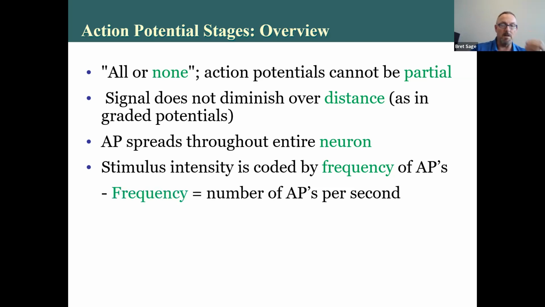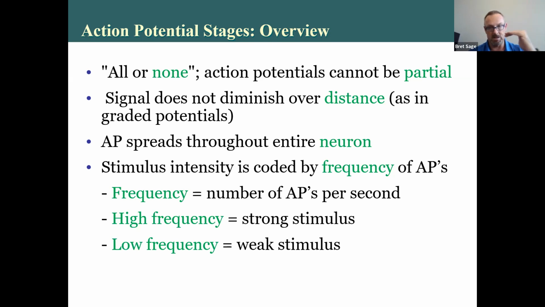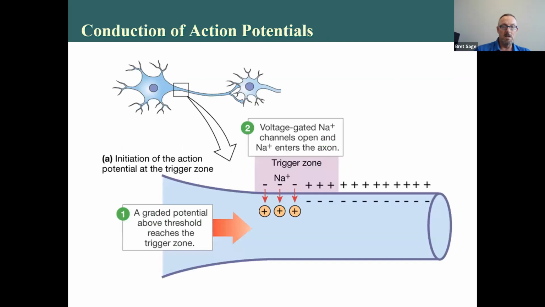So frequency means the number of APs, or action potentials, per second. Higher frequency means it was a more intense stimulus. Lower frequency, fewer per second, a less intense stimulus. So if it's a high frequency, it was a strong stimulus, and a low frequency means it was due to a weak stimulus. It's strong enough to generate an action potential, but not strong enough to generate lots of them very quickly.